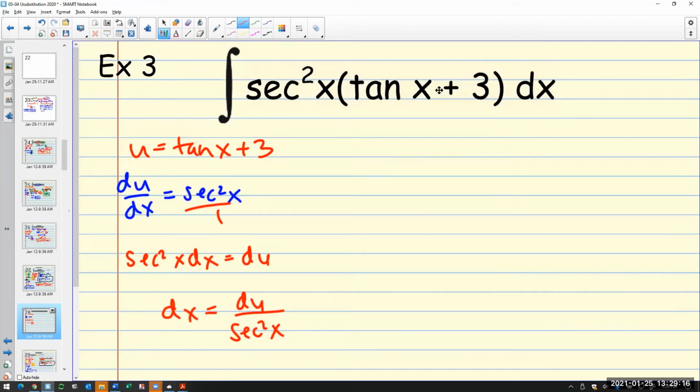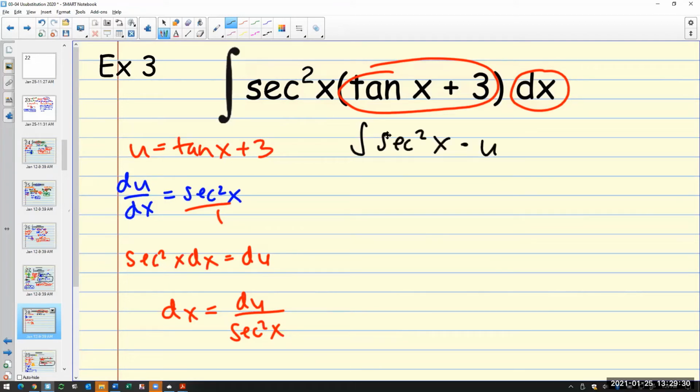All right, what two things do I replace? My u and my dx. Circle them. Your u and your dx. If you didn't circle them, then all you're going to do is copy them down. So I have secant squared x still. Okay, u I circled, so I'm going to replace that with u. dx is right down here, so I'm going to replace this with du over secant squared x.